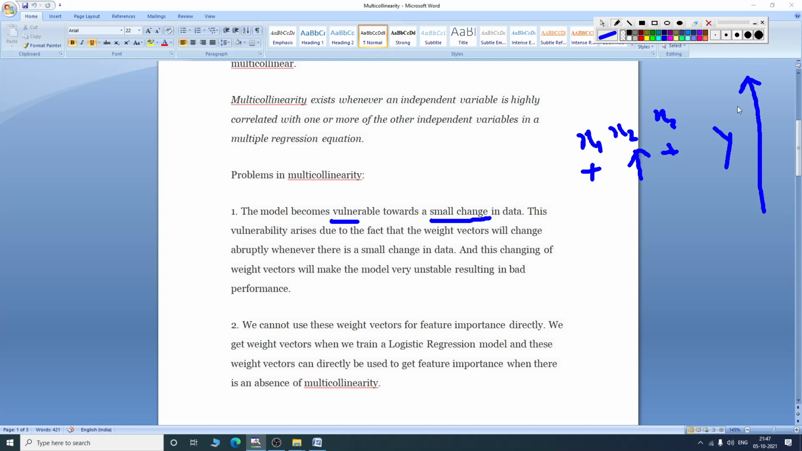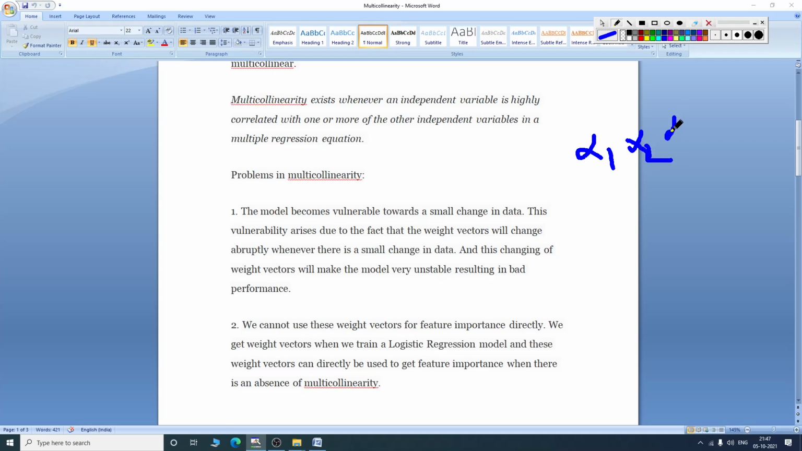This is because of the weights. I have y equals alpha 1 into x1 plus alpha 2 into x2 plus alpha 3 into x3. What happens is that alpha 1, alpha 2 and alpha 3 cannot be computed properly. Why can they not be computed properly?